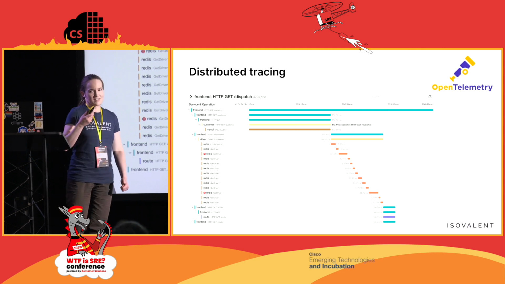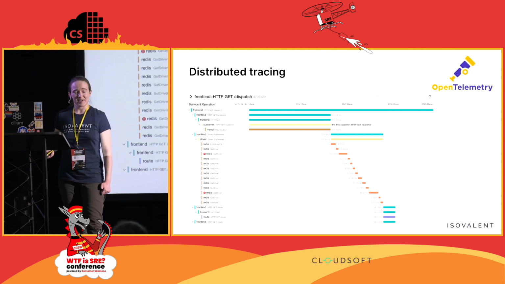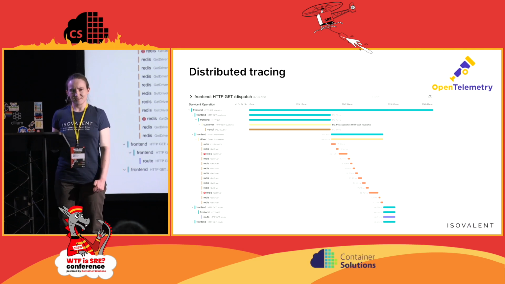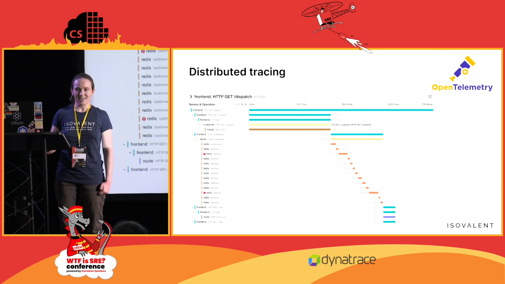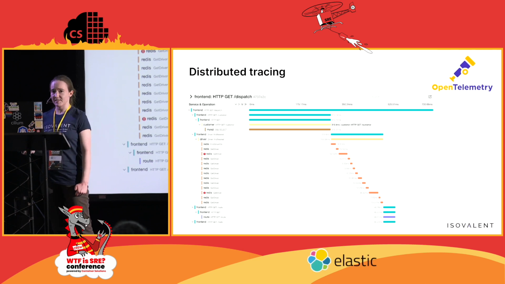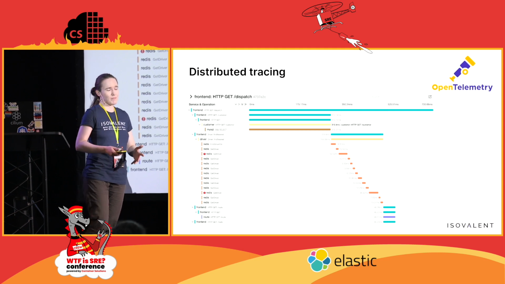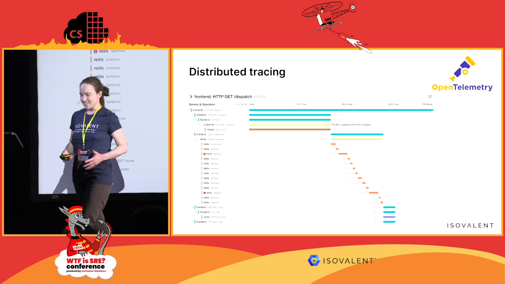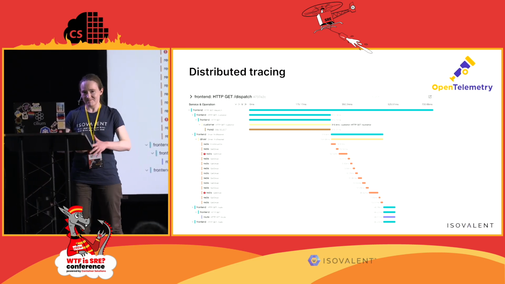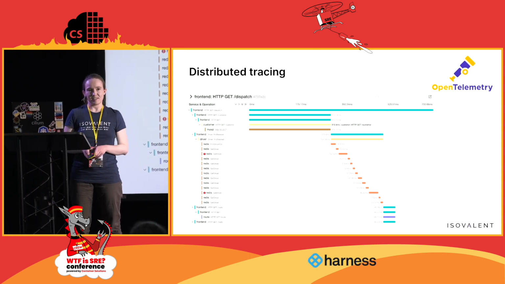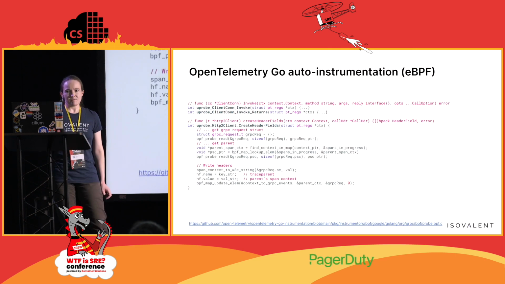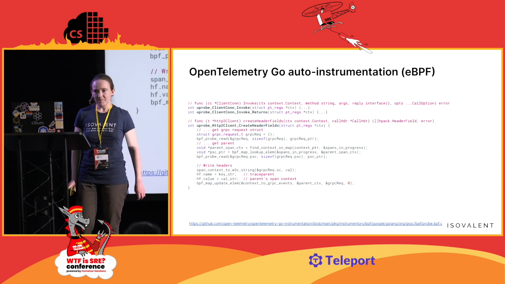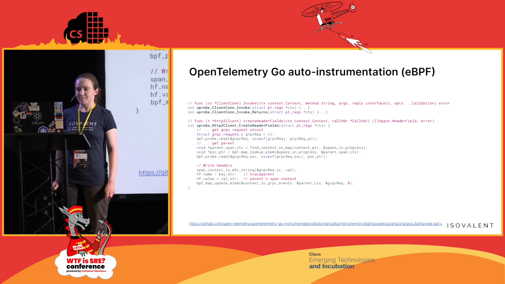There are automatic trace context propagators for some of the languages. For many languages it was difficult, especially for compiled languages, because in a compiled version of the program we just can't easily inject this propagation. It's possible with eBPF. So there is a project under the OpenTelemetry umbrella for Go auto instrumentation using eBPF.